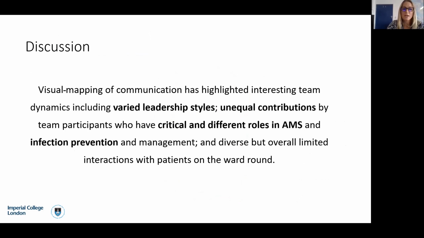So visual mapping has really highlighted interesting team dynamics, including varied leadership styles and unequal contributions by team participants who have critical and different roles in AMS and infection prevention and management. And overall, we did find that there was limited interaction with patients on the ward round.